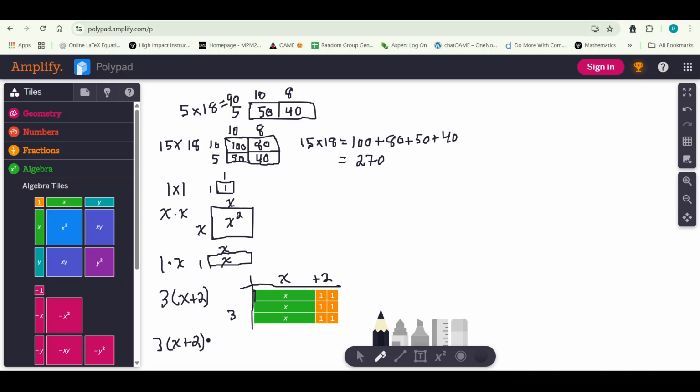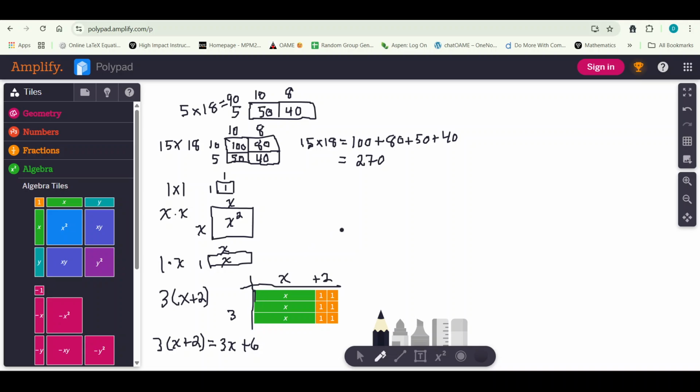Again, we're kind of building up the ideas so that when we get to harder questions and harder examples, students know what to do. So they just count up the x's. Well, there are 3 x's here, and there are 6 ones, so we get 3x plus 6. So that's how we can do a constant multiplied by a binomial.